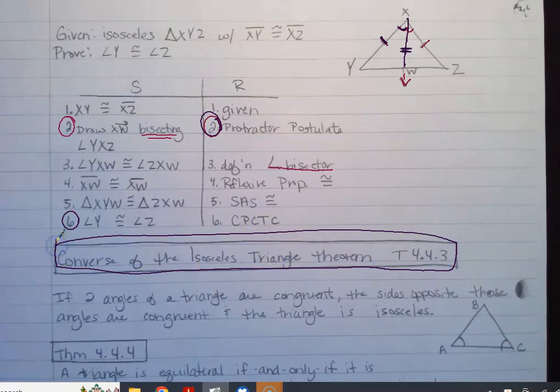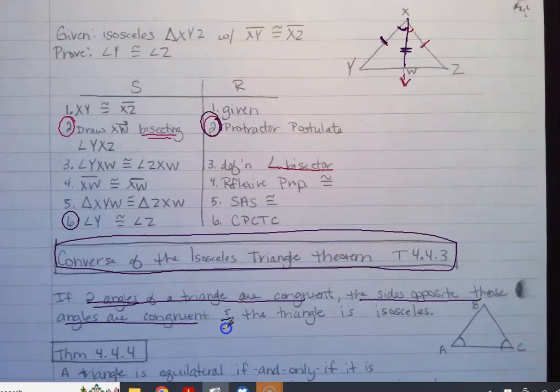What was the isosceles triangle theorem? Basically, if two sides are congruent, then the opposite base angles are congruent also. The converse means the opposite, right? The isosceles triangle theorem said if two sides are congruent, then their opposite angles are congruent. This one says if two angles of a triangle are congruent, but again, we're starting with the angles this time, it's the converse, then the sides opposite those angles are congruent.